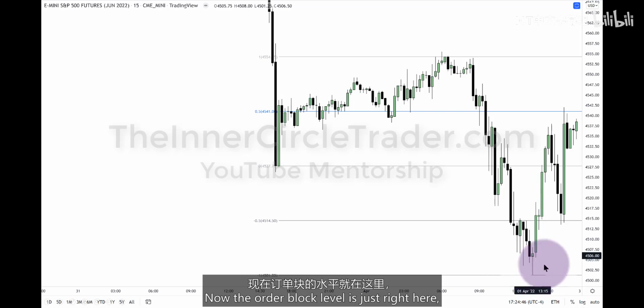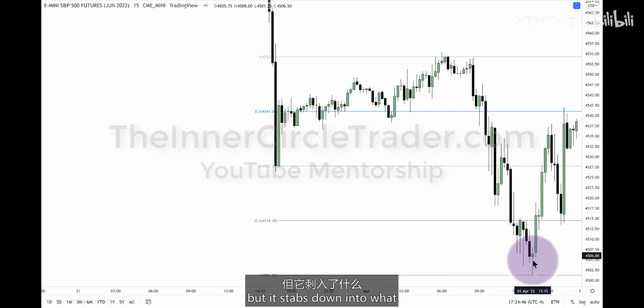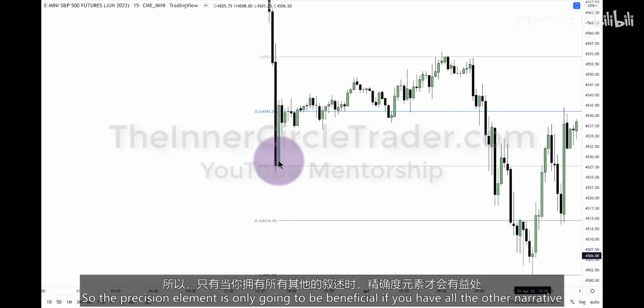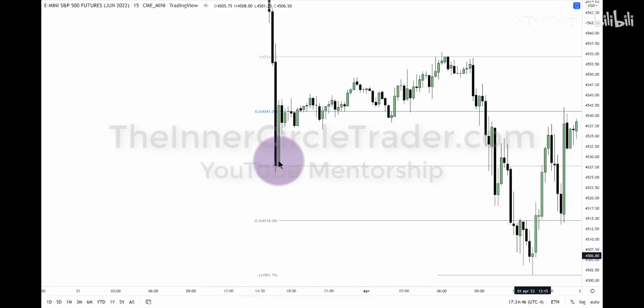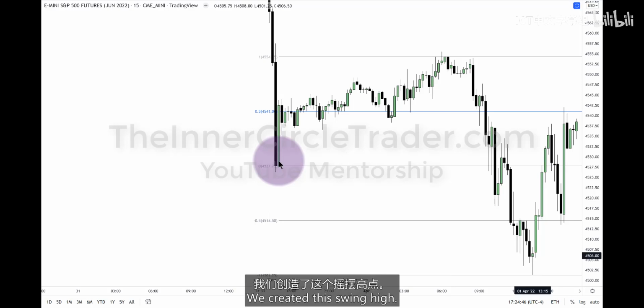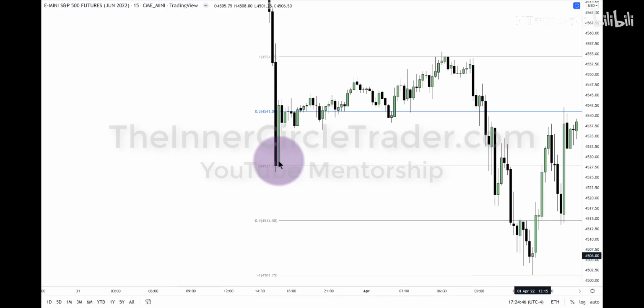Now, the order block level is just right here, but it stabs down into what the algorithm is going to measure. So there's the order block. It wants to go down to it anyway. There's relative equal lows. It knows there's liquidity down there. And you have the measurement. So the precision element is only going to be beneficial if you have all the other narrative incorporated with your analysis, that being the market's likely to go lower because we ran out those relative equal highs on the daily chart. We created this swing high. We broke lower aggressively. We're likely to trade into that daily bullish order block.